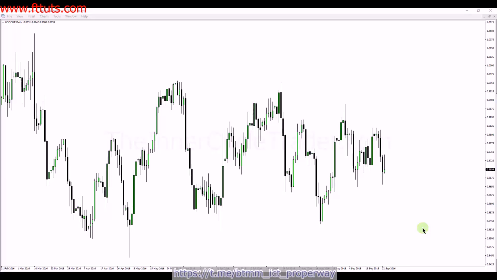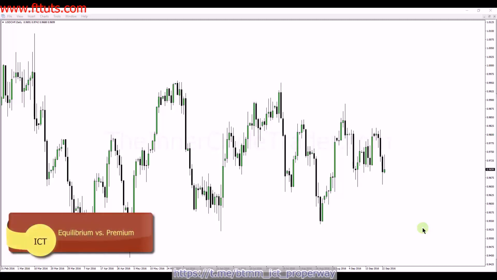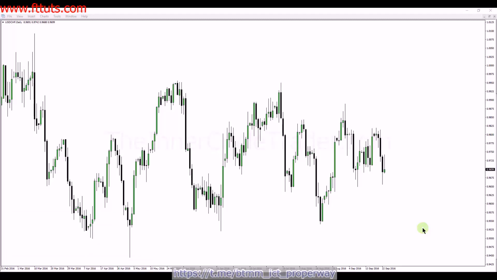Of the 8 in the continuing series for the first month of the ICT mentorship for the month of September. The previous tutorial in session 4, we looked at equilibrium versus discount. This session, we're going to be looking at equilibrium versus premium. We went through a great deal of content in regards to discount versus equilibrium, so we won't have to spend so much time with this tutorial because everything we're showing here is basically diametrically opposed to what you would expect to see in the equilibrium versus discount teaching.